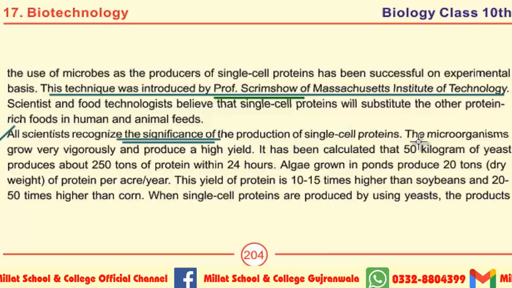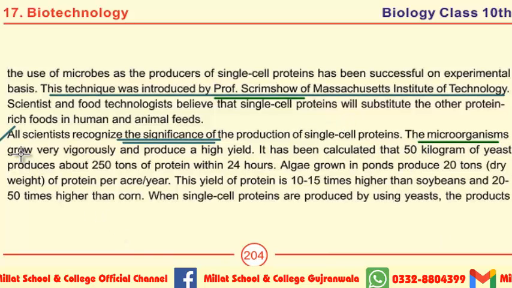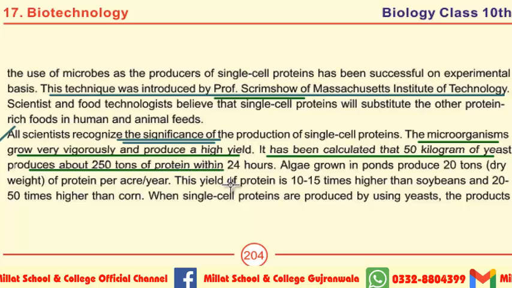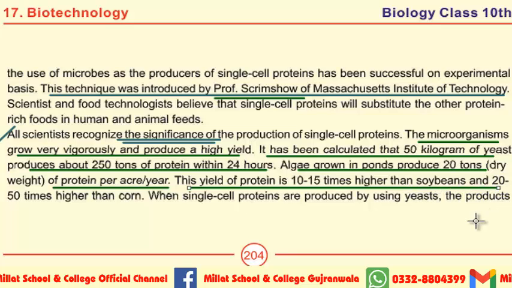Other MCQs include the microorganisms grow very vigorously and produce a high yield. It has been calculated that 50 kg of yeast produces about 250 tons of protein within 24 hours. Algae grown in ponds produce 20 tons of protein per acre per year. This yield of protein is 10 to 15 times higher than soybean and 20 to 50 times higher than corn. These were the important MCQs on this page.